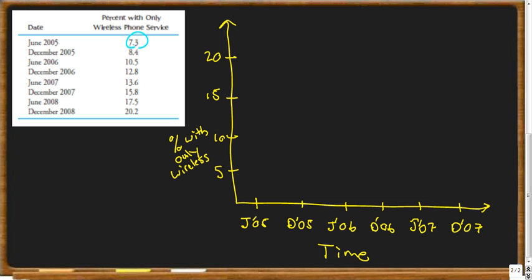So the first one is at 7.3, so that's almost in the middle of 5 and 10. And then we move on to 8.4, which is going to be a little bit more. Then we move on to 10.5, so we're over 10 just a little bit. Then we move to 12.8, which is going to be a little bit more than the middle of 10 and 15. And then we go to 15.8, which is almost 16. And then we go to 17 and a half, which is dead in the middle here.